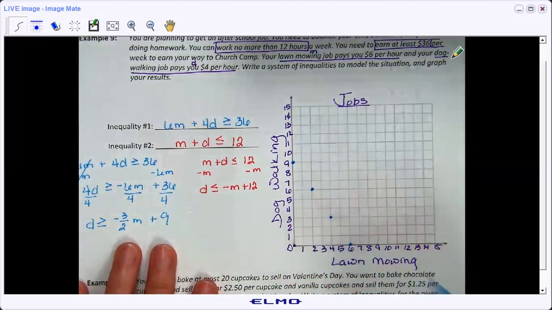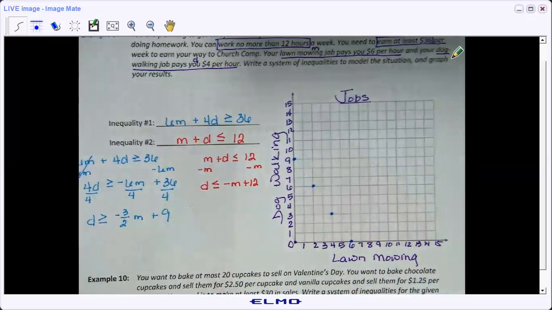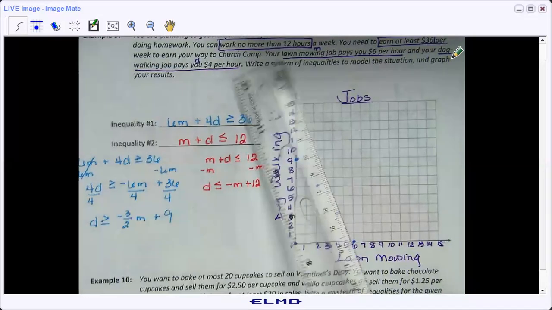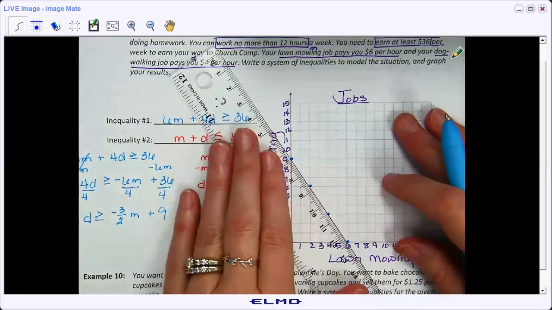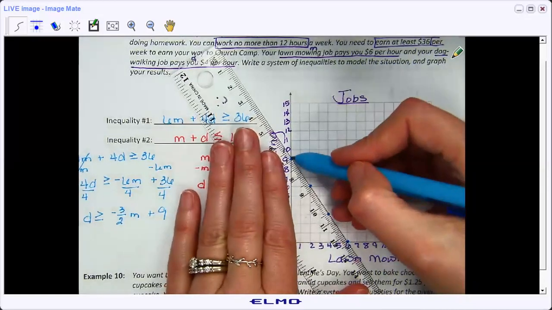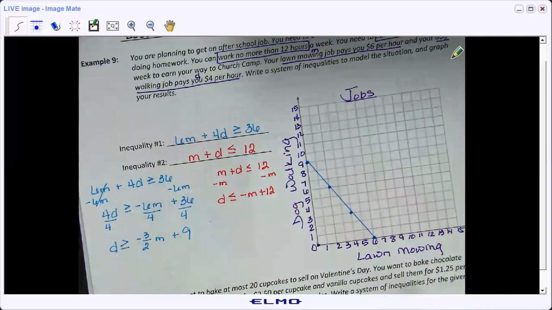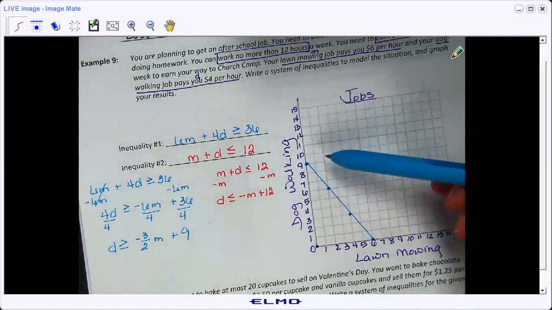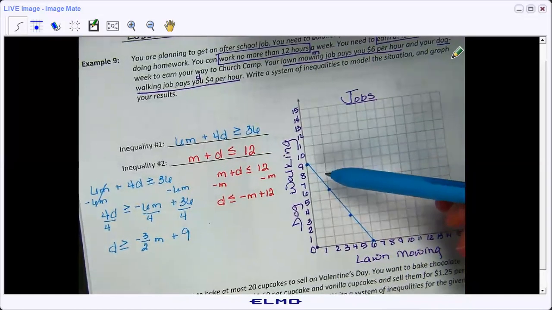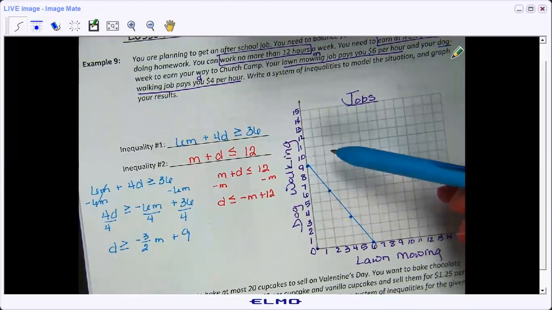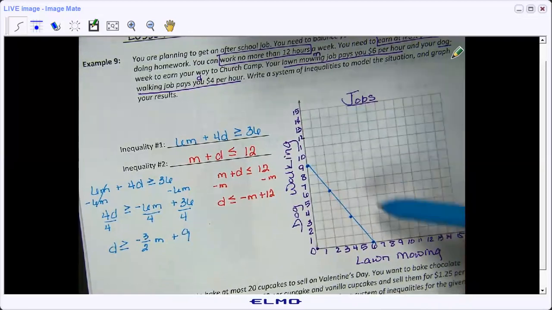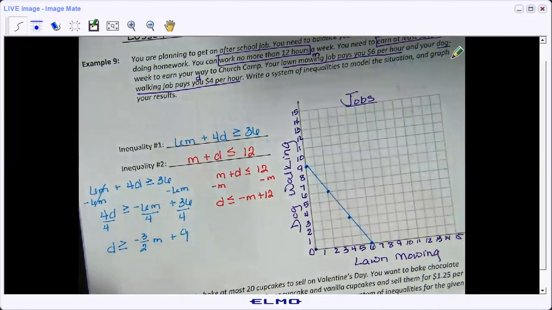Why don't I have any other quadrants for this graph? Negative hours. That's right. You can't have negative time or negative money. Well, you can be in the red, but let's hope that we don't do that. So I'm going to shade above on this one.